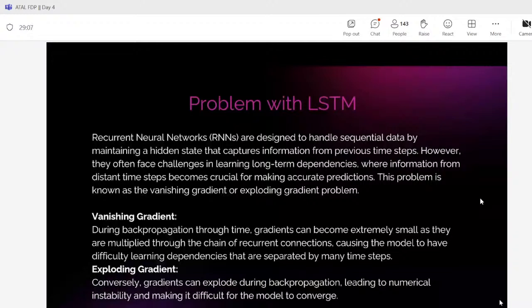So here the gradient is nothing but a change in the value of a quantity with a change in the given variable, especially per unit distance in a specified direction. Okay. And then the exploding gradient: conversely, the gradients can explode during backpropagation, which will lead to numerical instability and make it difficult for the model to converge. So these are the two major problems of your LSTM in terms of these two types of gradients, vanishing gradient and exploding gradient.